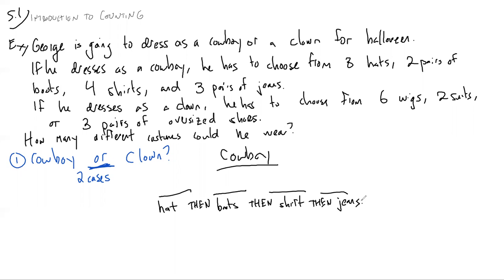There's no ors between any of these words. These 4 things go together to make the costume. And so it's now just using the words then to imply multiplications. We would do one action, then the next. And there's 3 hats, 2 pairs of boots, 4 shirts, and 3 pairs of jeans. So for the cowboy costume, specifically, there's 6 times 12, there's 72 cowboy costumes.